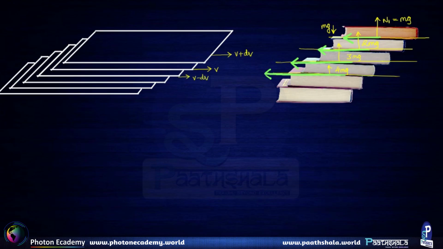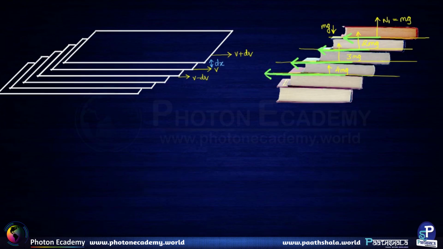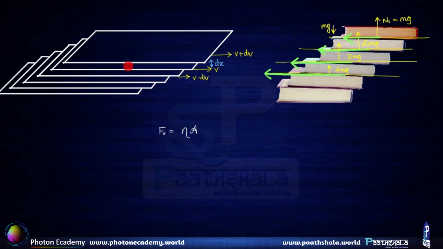Alright. So let us analyze the top two layers. The distance between the top two layers happens to be, let's say, dx. Then according to the empirical law of viscous force, we can write down the viscous force Fv to be equal to eta. Eta happens to be the coefficient of viscosity. A happens to be the area of contact.